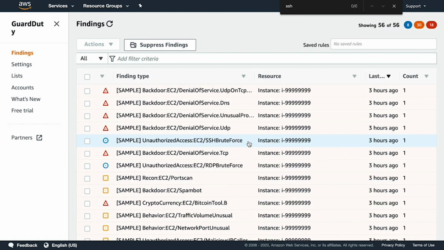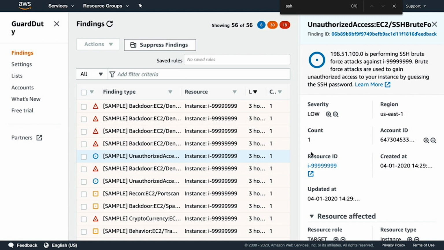So one of the other example findings could be something like an SSH brute force attack, which means that some external IP address is trying to perform a brute force attack against an instance, trying to crack the password and log in using SSH. So it's something that is good to have visibility into and be aware of when somebody is trying to do something like that.